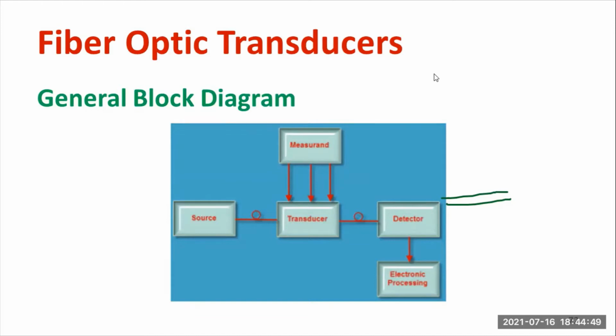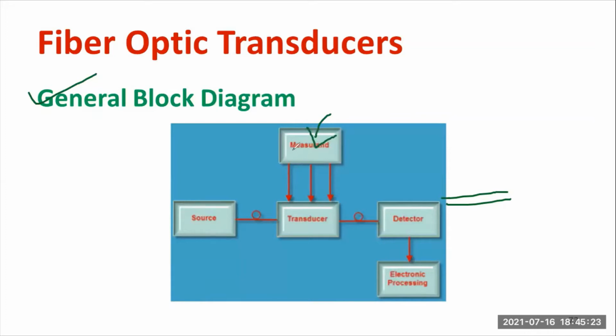Now let us explain the general block diagram of the fiber optic transducer. Here there is a light source, a detector and an electronic processing unit. And this is the measurand. Measurand is nothing but the quantity to be measured, for example force, temperature, pressure. It can be vibration, whatever it may be. The light will pass from one end to the other end. So there is an OFC cable. The signal will be transmitted from the source to the detector through the OFC.